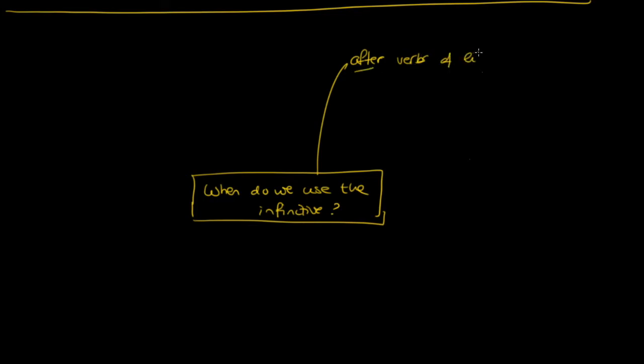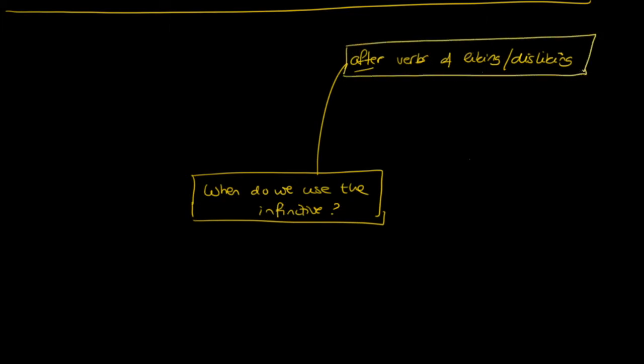verbs of liking or disliking. And I'm sure if you've been studying French a while, it's one of the first things you learnt in terms of expressing your opinions. So verbs that express liking or disliking, we could have, as my example above, we had aimer. We can also have adorer. We can have préférer. And we can have détester.